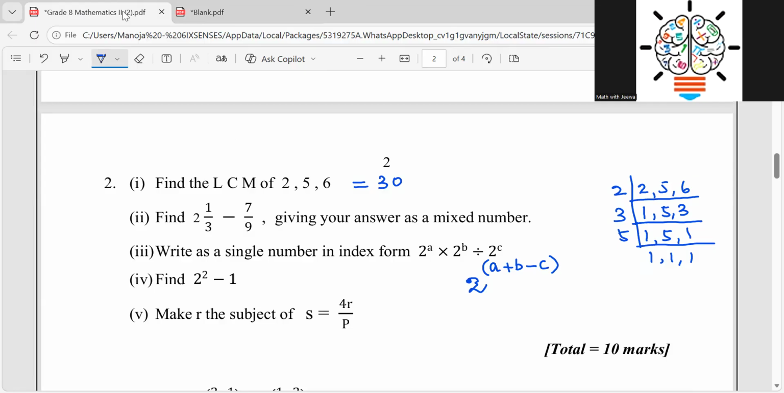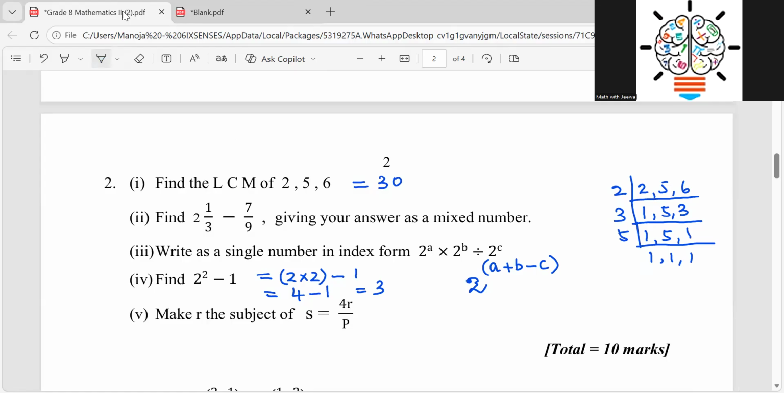2 to the power 2. It's easy, children. 2 to the power 2 means 2 times 2 minus 1. 2 times 2, 4. 4 minus 1, it is 3. Right? So then 2 times 2, 4. 4 minus 1, 3. So then the next one, you want to make R the subject.